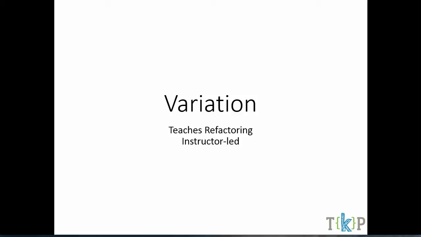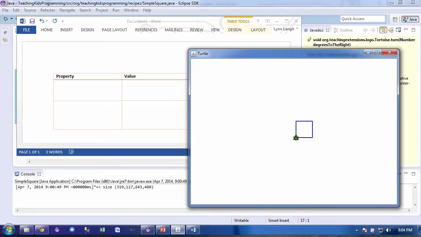The next section of the recipe is the variation, and this is designed to teach refactoring. It is an instructor-led section, and you can find out more information in the courseware lesson plan, but we'll just give you kind of a flavor of what it looks like now. We've made our square, but in the real world of programming, it is very rare that you are done once you turn in your first solution. Very commonly, your customer will see what you've coded and want to make some changes. So we want to help you learn how to do that.